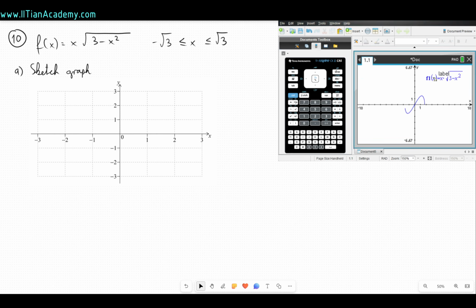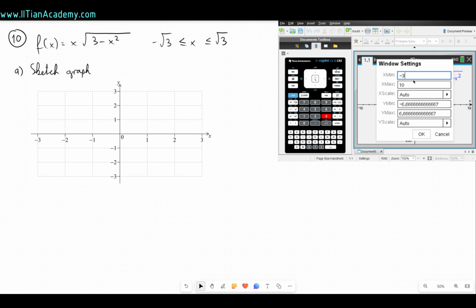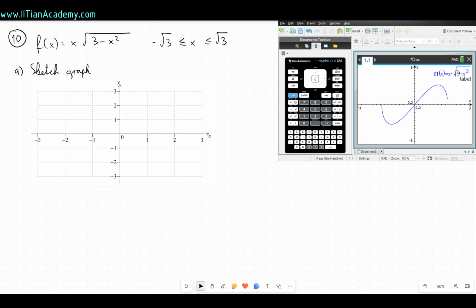We could even zoom in to the zoom that the question has given to us in this template. The y min is minus 3. This is 3. Okay. So what we can do here is zoom in a little bit, maybe even more. But what we can see here is that this is the general shape. We know where it's going to start. It'll start at minus root 3 and positive root 3.